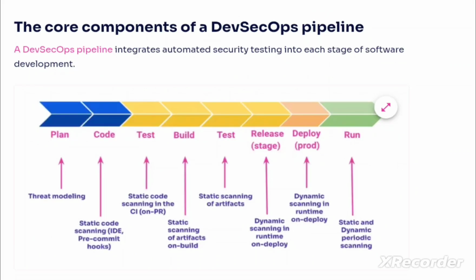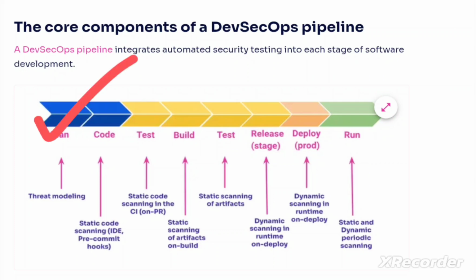Let's go with what the components in DevSecOps are. The pipeline showing on the screen integrates automated security testing into each phase or stage of software development, starting from plan, after that code, after that test phase, after that build, after the test, again release, deploy, and run. Let's go step by step.